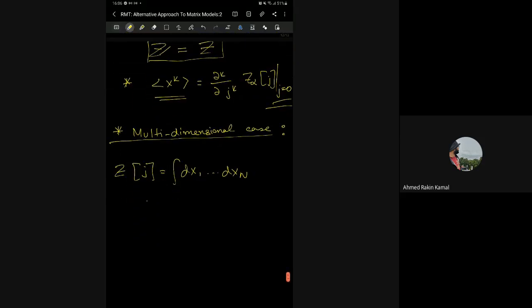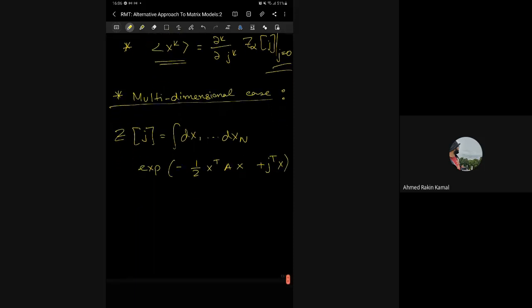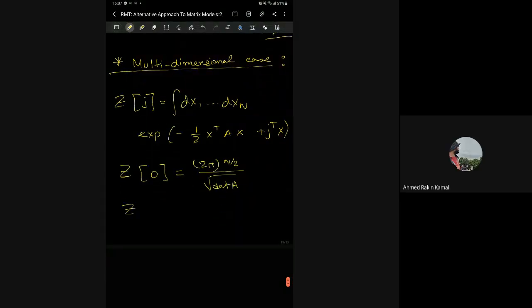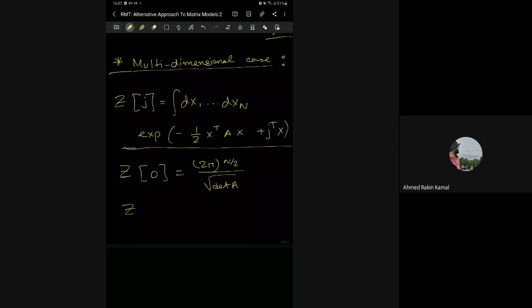And what is J0? Can someone say what is J0? What do we get when we do J0? It is 2 pi to the power n by 2 divided by root over determinant of A. Very good. What about the other case? For example, this one. All of you can complete, right?